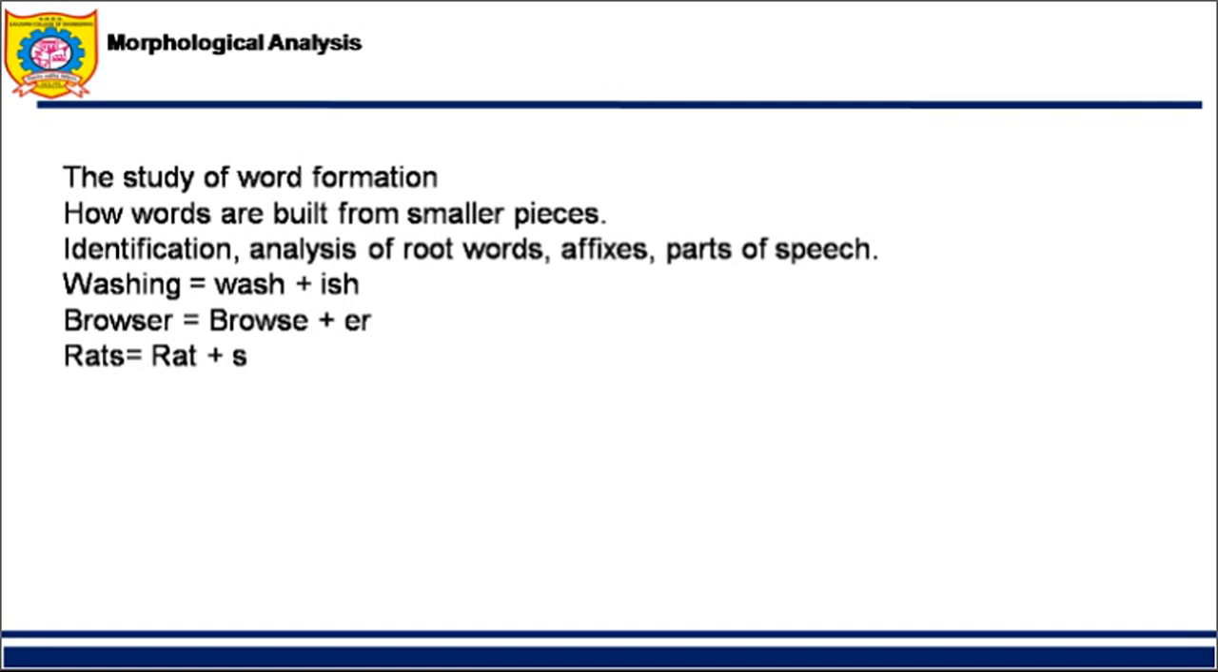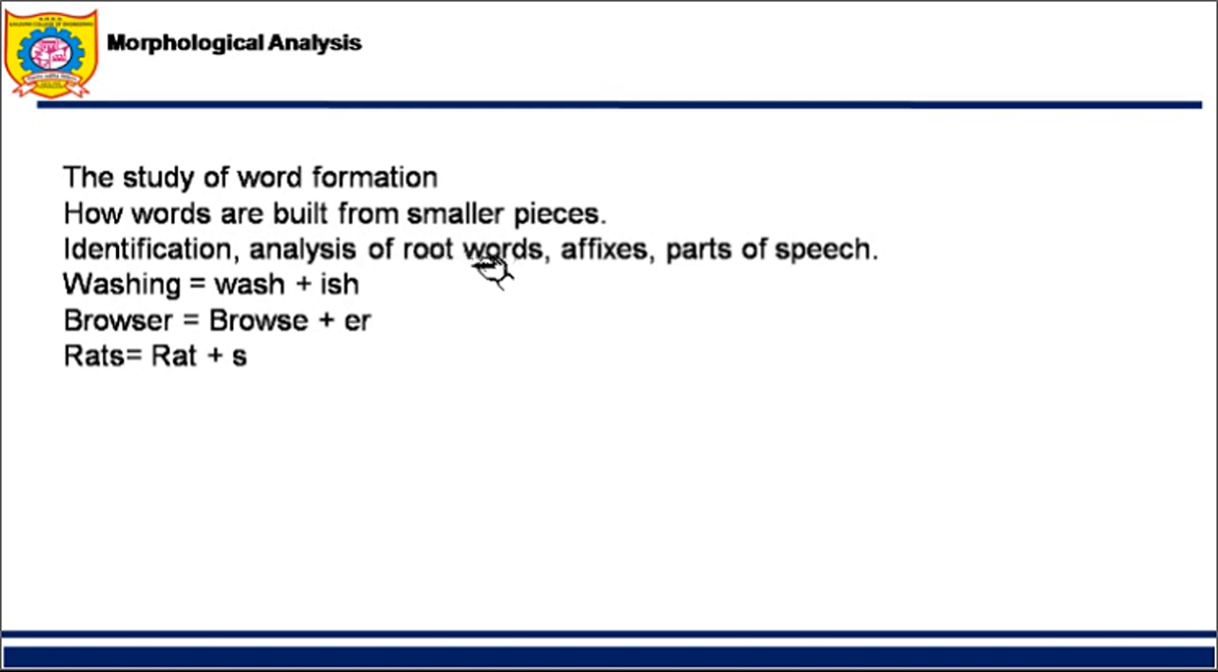First of all, what do you mean by morphology? As we've seen in a previous video, it is nothing but the study of word formation. How a word is formed, to study that is called morphology. Now, in this analysis, what is done? How words are built from smaller pieces. Small things are taken together and words are formed.